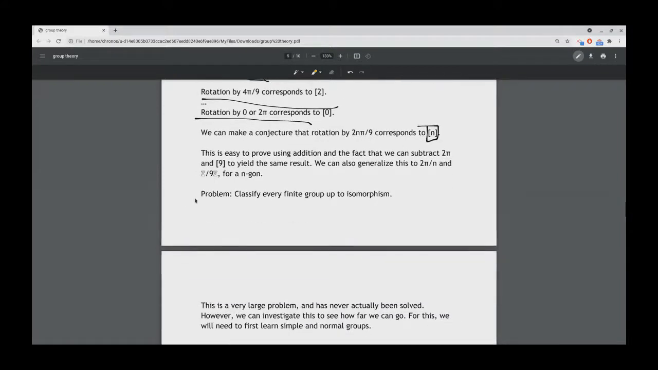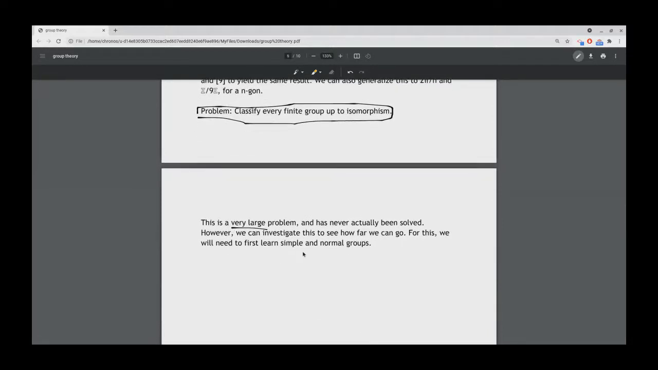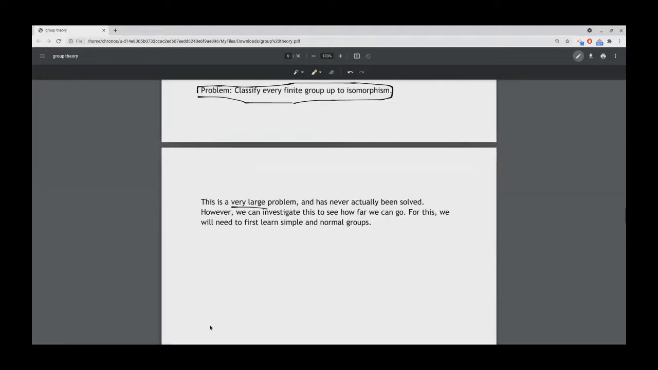So now we're faced with an interesting problem: classify every finite group up to isomorphism. This is an impossible problem so far. No one has come out with a solution, and that's because it's very large and difficult. So that's what we'll be working toward today. We won't get there, obviously, but we can investigate to see how far we can go.